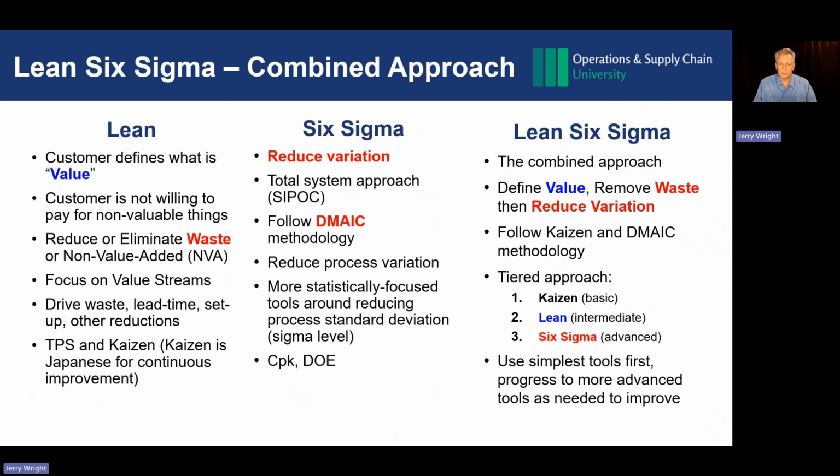Now, here's Lean Six Sigma. This is the combined approach. We first define value, then we remove waste, and with what's remaining, then we reduce variation in that order. We follow both Kaizen and DMAIC methodology simultaneously. We take a tiered approach. We start out with simple improvements, Kaizen, problem solving, 5S, and other simple things. Then we dig into the Lean tools. After that, we say, okay, now it's time to deploy the Six Sigma. We really need to reduce variation. So in this combined approach, we use the simplest tools first, then we progress to more advanced tools as we need to improve.